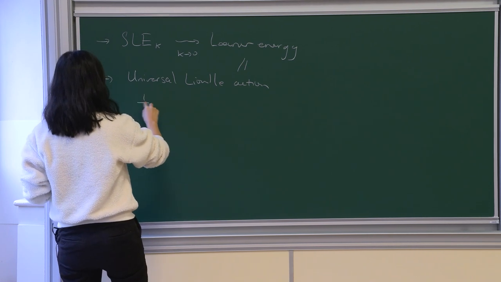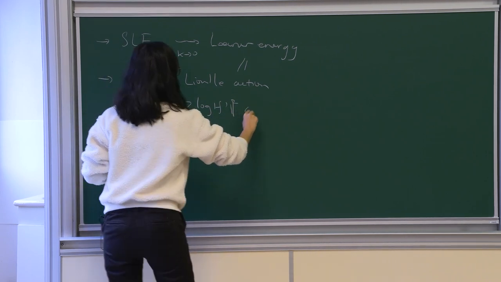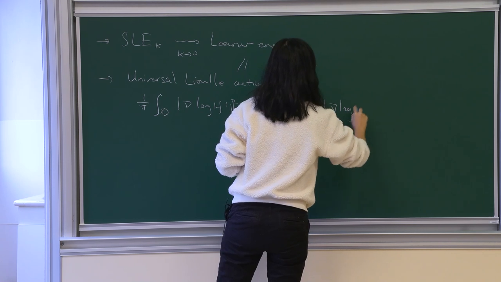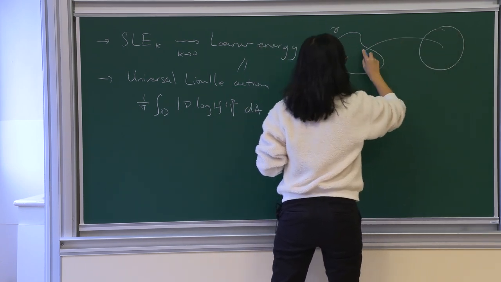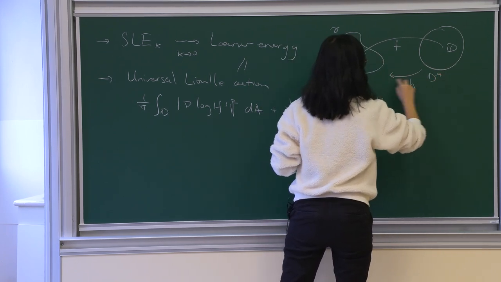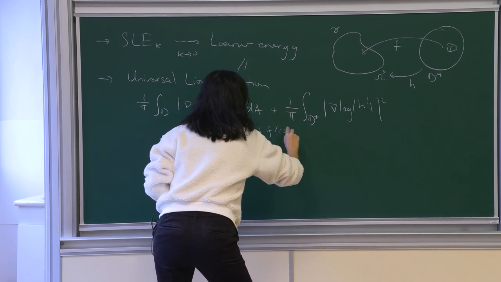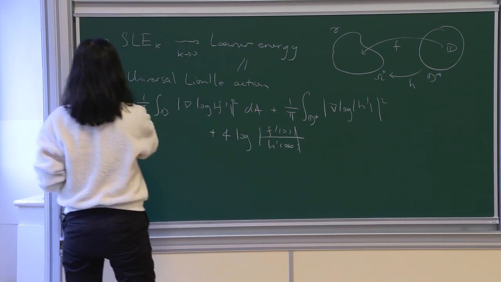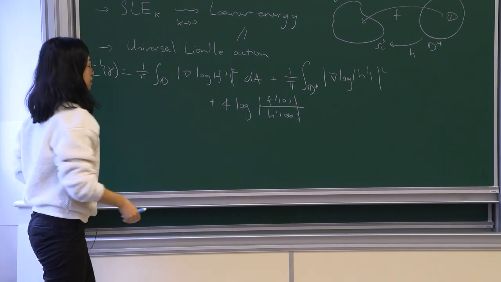And this is just this formula where I have f prime squared dA plus log h prime. So my curve is here, gamma. F is a conformal map from the unit disk to inside of the curve. And h is a map from outside of the disk to outside of the curve. And there is another term, 4 times log of f prime of 0 divided by h prime of infinity. So if you haven't followed the SLE development, you can just take this as a definition of the Loewner energy.